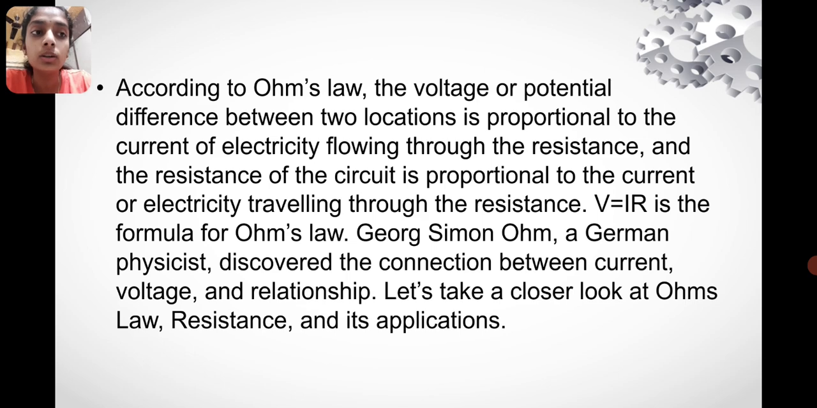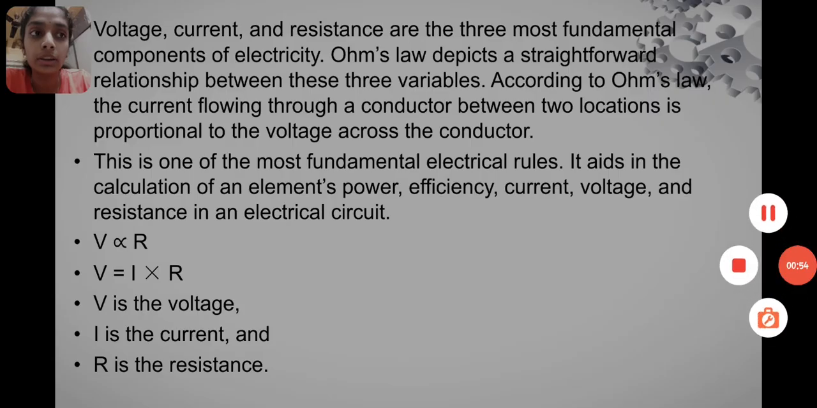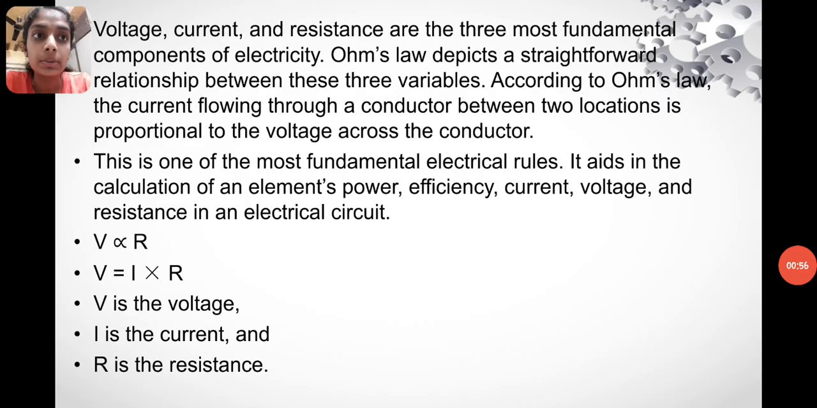Let's take a closer look at Ohm's law, resistance, and its applications. Voltage, current, and resistance are the three most fundamental components of electricity. Ohm's law presents a straightforward relationship between these three variables. According to Ohm's law, the current flowing through a conductor between two locations is proportional to the voltage across the conductor.